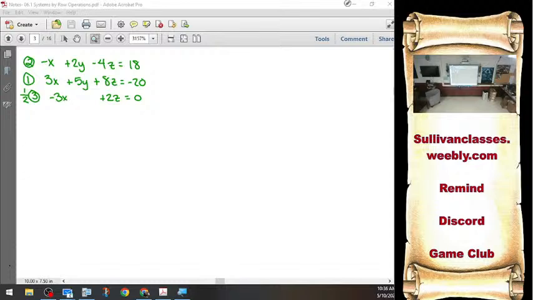You can use 2 to get rid of 3. You can use 1 to get rid of 3. You can use 1 to get rid of 2.